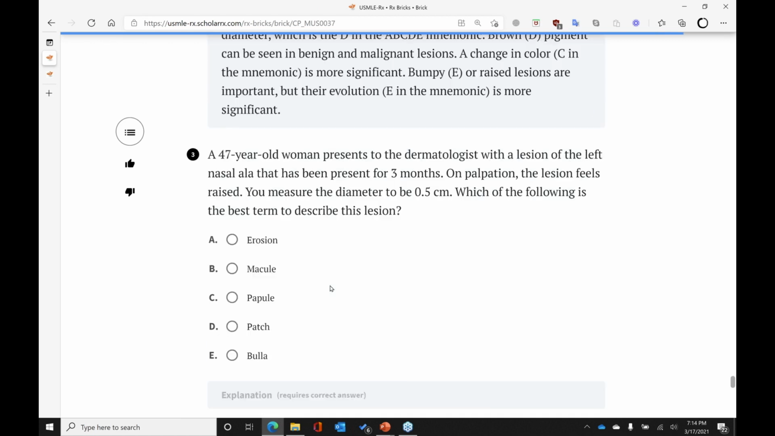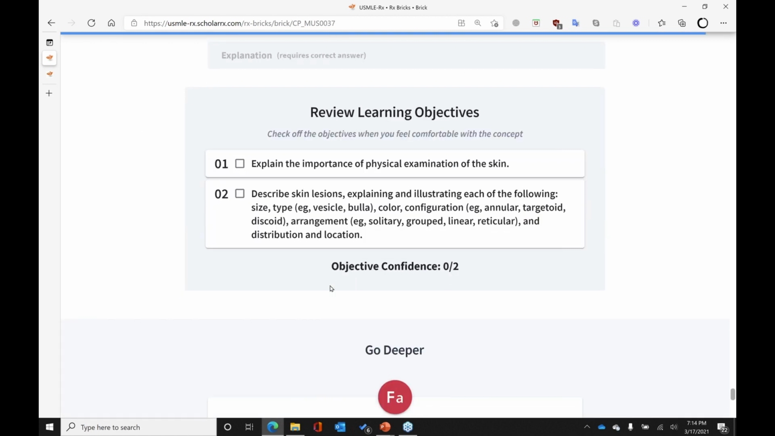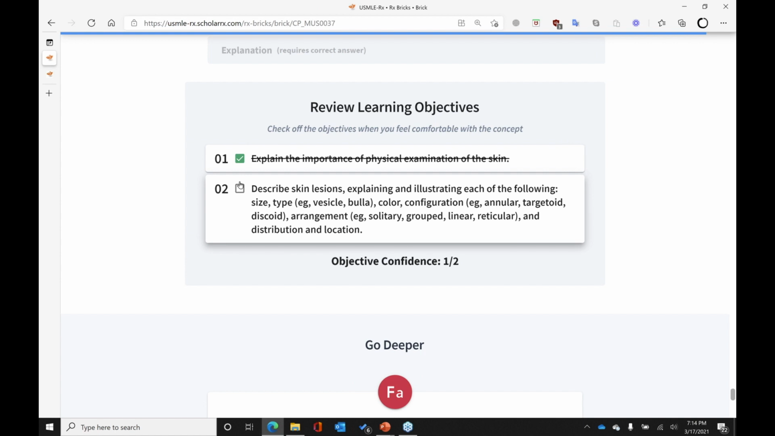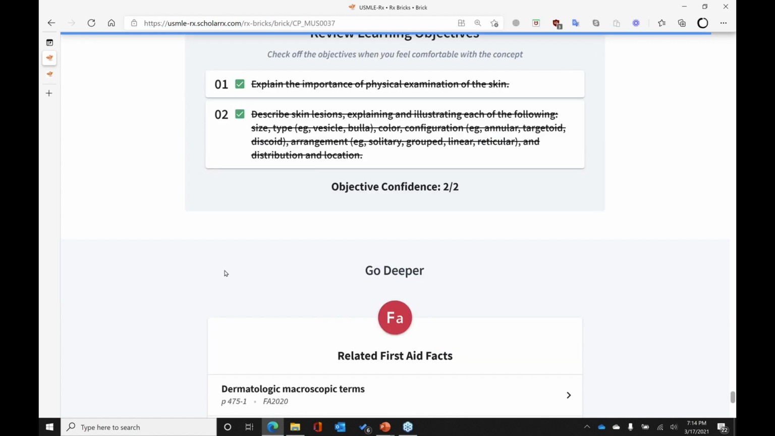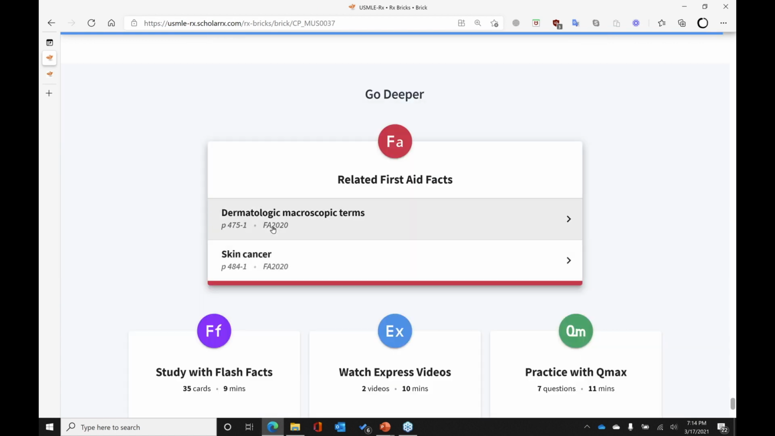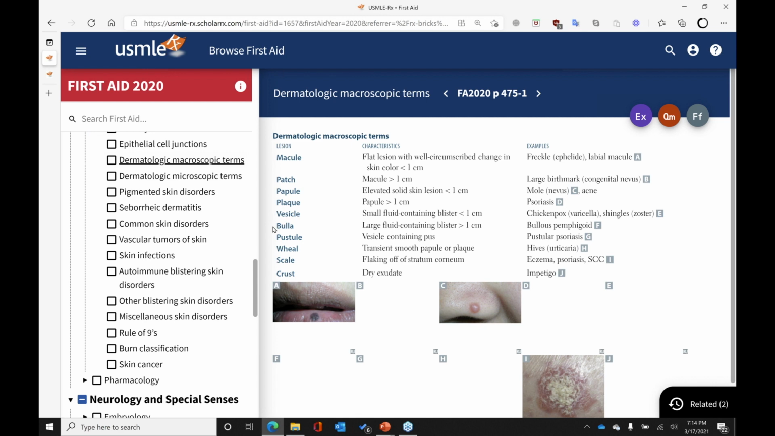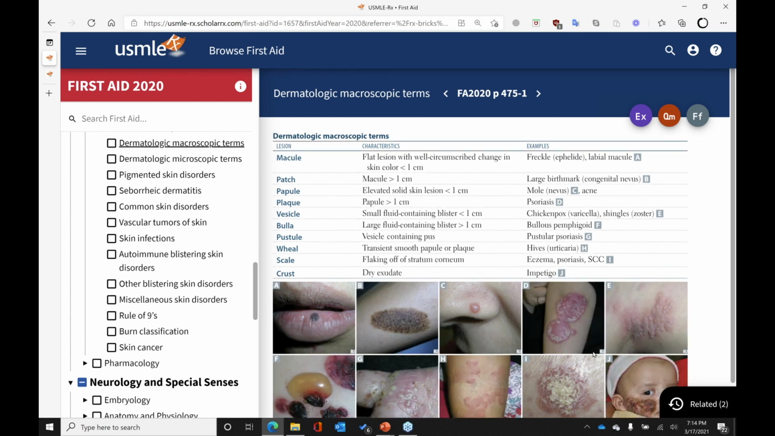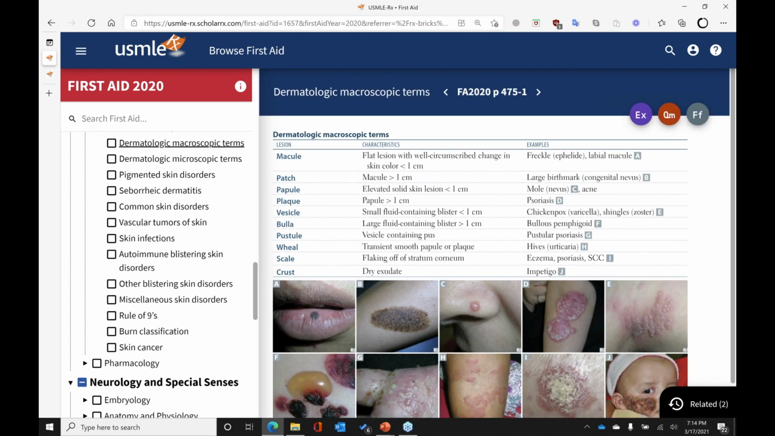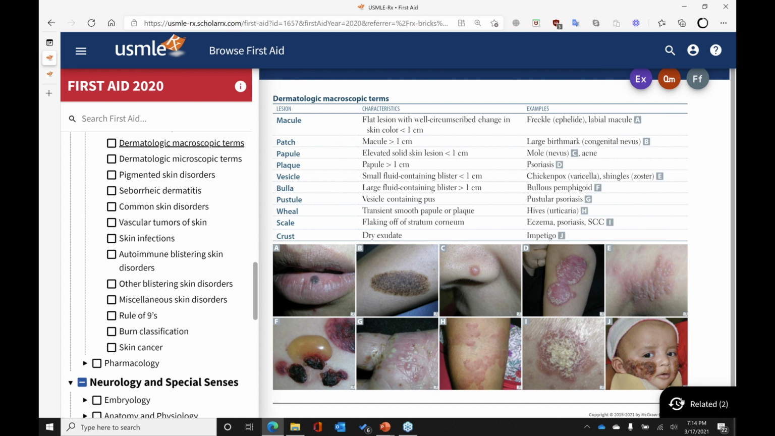And at the very end, you can review to see how well you did, check off the learning objectives that you mastered, and then you can actually go deeper into other parts of our system, including First Aid, right? So with one click, we can take you to First Aid, if you're using the full RX 360 package, and you can see all the high yield facts and images.